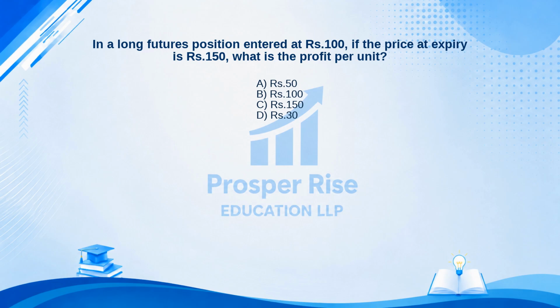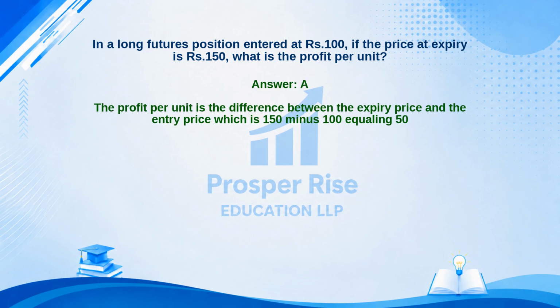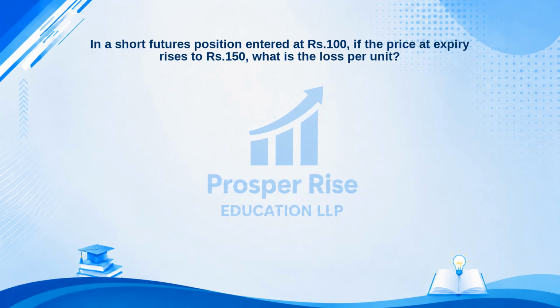The correct answer is option A. Let's see why. The profit per unit is the difference between the expiry price and the entry price, which is 150 minus 100 equaling 50. Let's look at this next question.